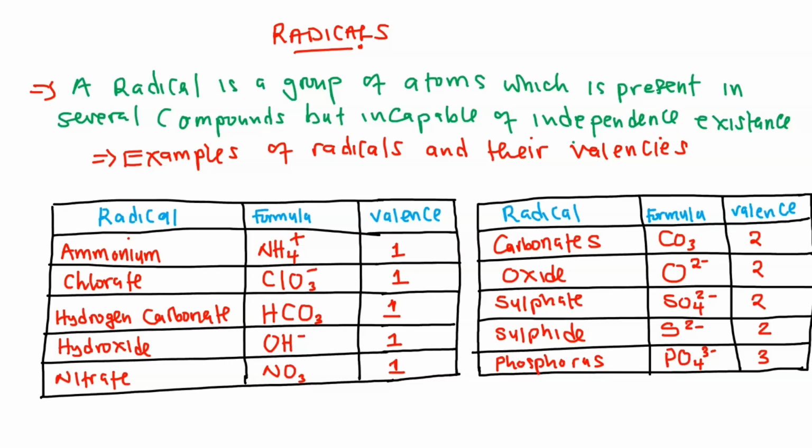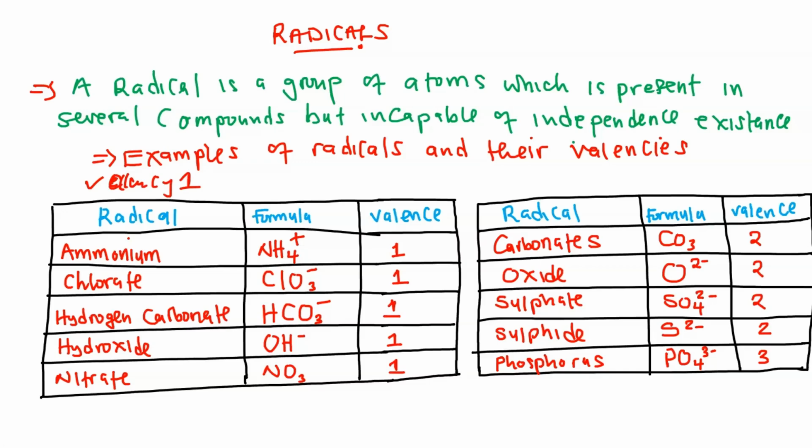Then hydrogen carbonate has a valence of 1. Hydroxide has a valence of 1. Nitrate has a valence of 1. So these radicals that we've looked at in the first part, they all have a valence of 1. Master them as we go on to write the chemical equation.